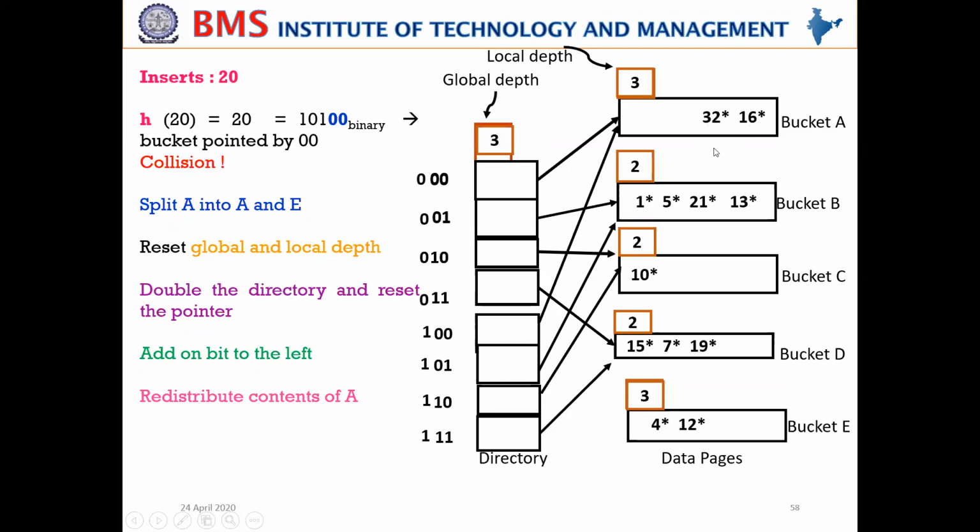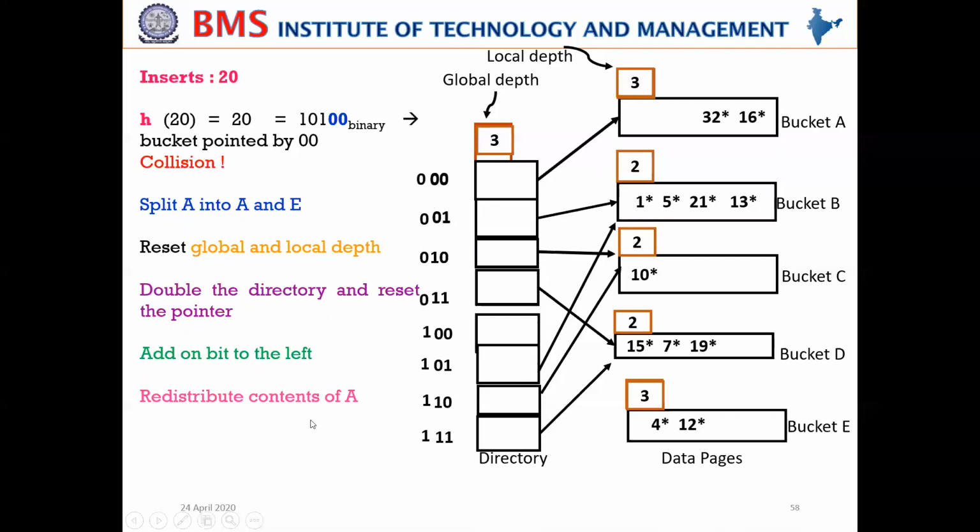So for 32, if you consider 32, the binary equivalent of 32, I should take the last 3 bits of the binary value. Now I need to decide whether that goes into bucket A or bucket, say for example, E. So now, after redistributing the original elements present in bucket A among A and E, this is the scenario you can observe.